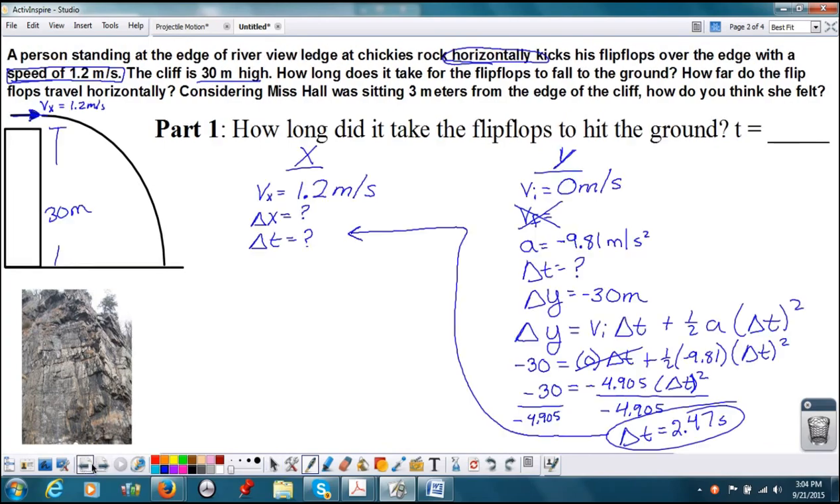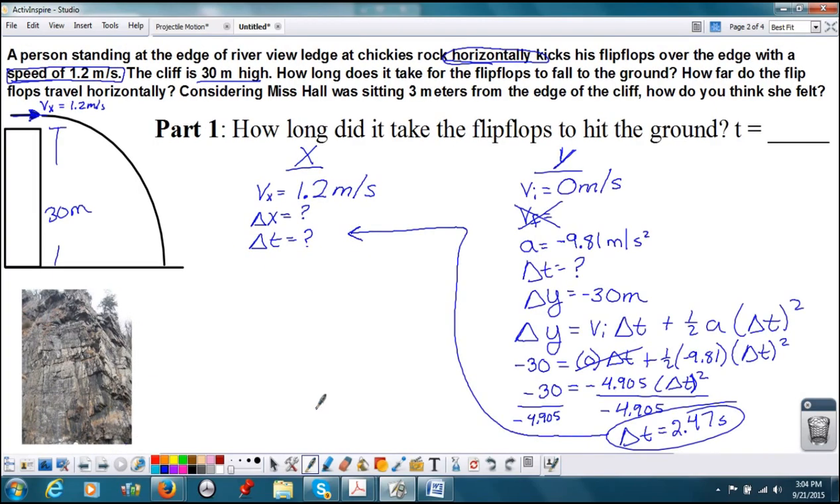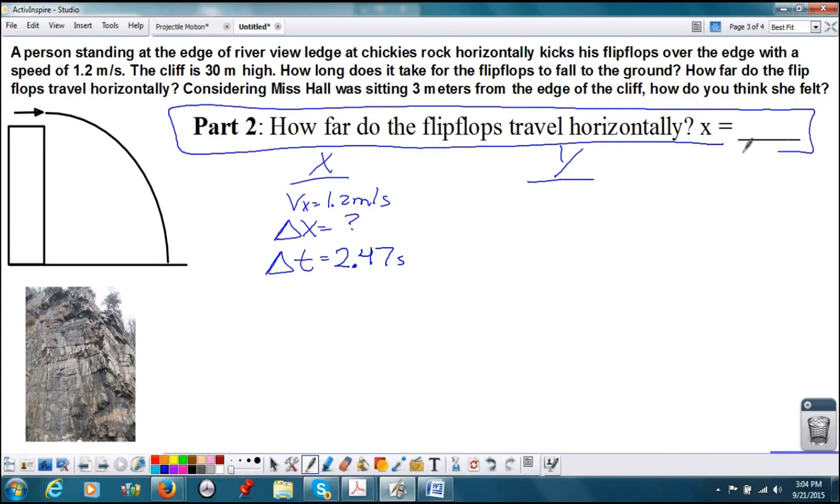All right, so let's go back and get some information. So we know Vx, delta x, and delta t. In the x direction, the velocity was 1.2 meters per second to start. The displacement's what we're trying to find. Delta t is what we just found in the last part, so it's 2.47 seconds. I could write down all my y information, but it asks how far do the flip-flops travel horizontally. So I'm trying to find delta x, and I don't really need the delta y information right now.